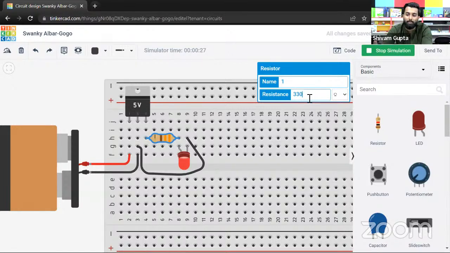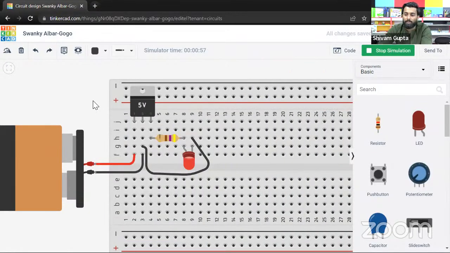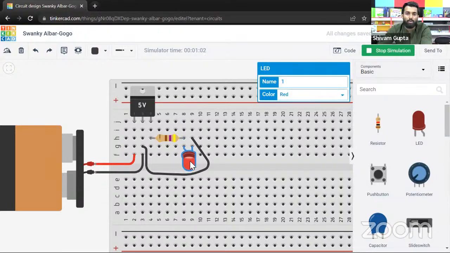And because of this, the brightness has reduced. That means if we increase the value of resistance, the current will reduce, and because of that, our LED will glow with less intensity. Let's take one more example, like 470. You can see the LED is glowing, but not in a proper way, it's very dim. So because of the value of resistance, we can control the brightness of this LED.